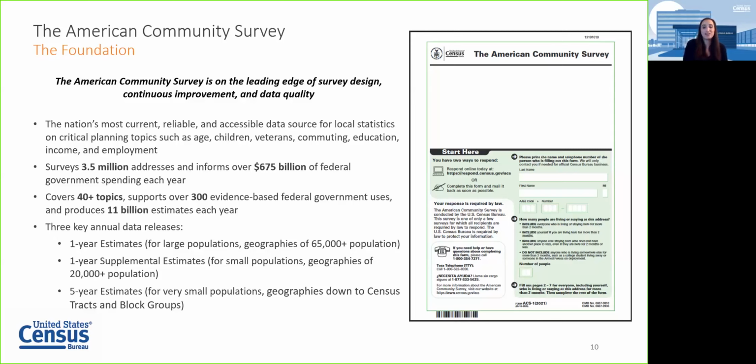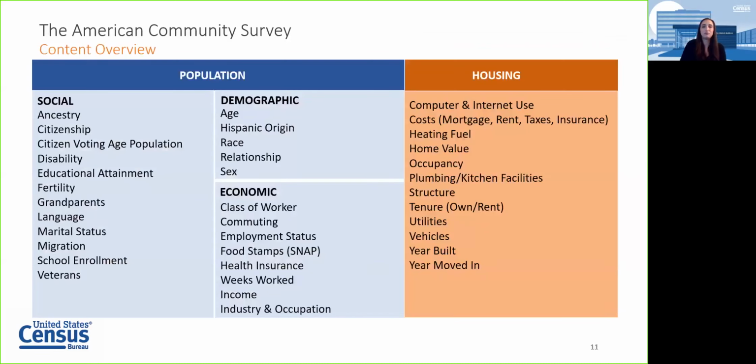The Census Bureau releases 3 different sets of ACS data estimates each year in the form of 1-year and 5-year period estimates, as well as 1-year supplemental estimates. The content collected by the American Community Survey can be grouped into these 4 main types of characteristics we see here: social, demographic, economic, and housing. Take a closer look at the type of information each of these categories contain.